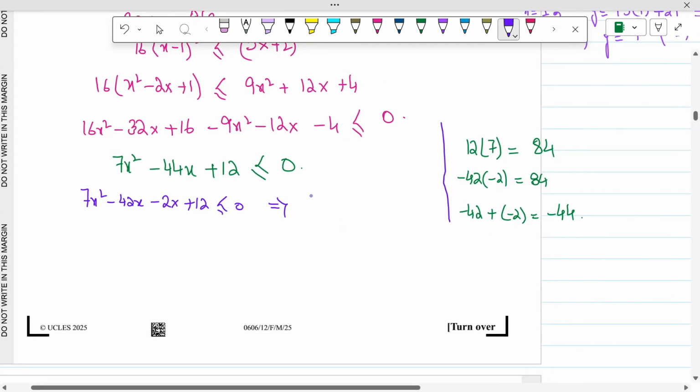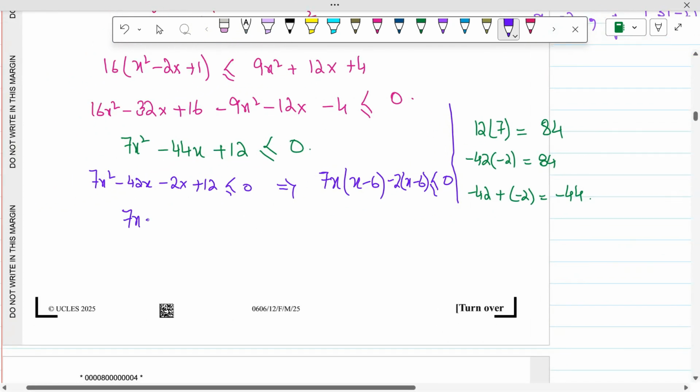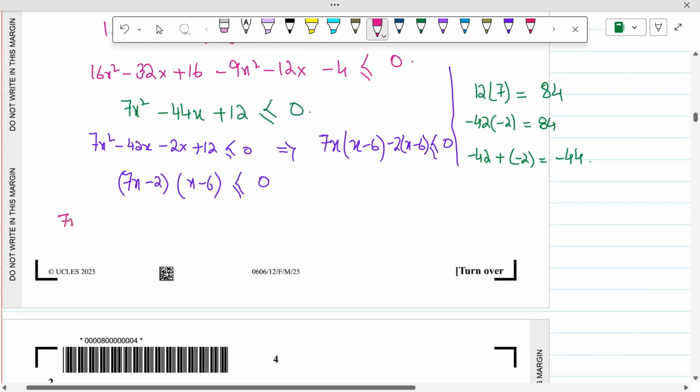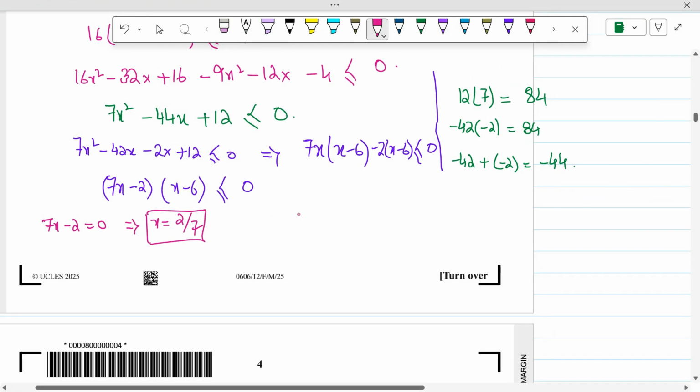Taking 7x common, we get x minus 6. Taking negative 2 common, we get x minus 6, which is less than or equal to 0. So we will have (7x minus 2) times (x minus 6) less than or equal to 0. So we have two factors, each equated to 0. We will have 7x minus 2 equal to 0, in this case x is equal to 2 over 7. On the other side, when we equate x minus 6 equal to 0, x is equal to 6.